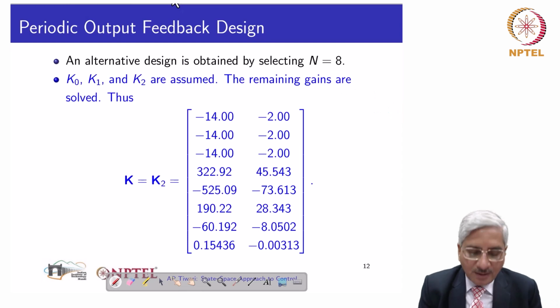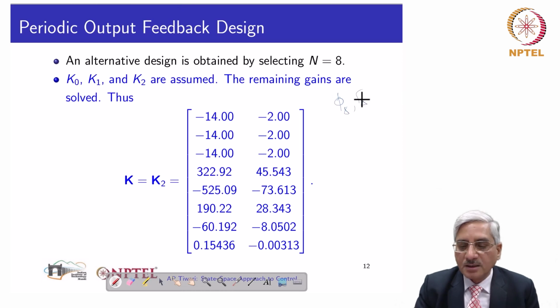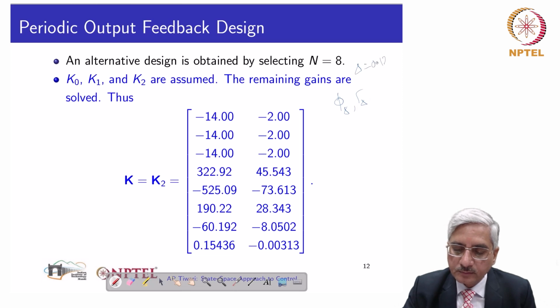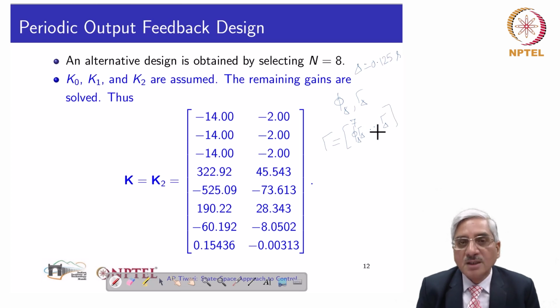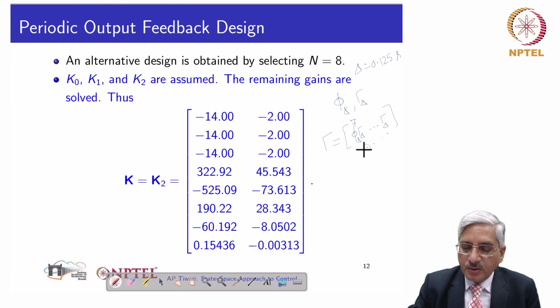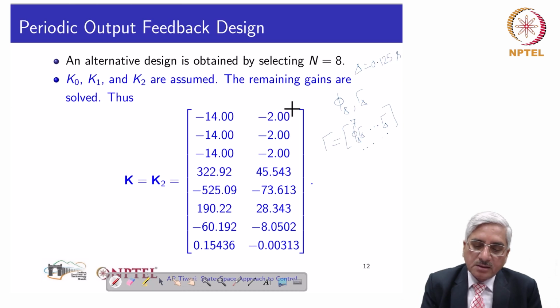So for this one, we again obtain the phi delta, gamma delta system. For this, delta equal to 0.125. And we assemble gamma. Now gamma will go up to phi delta power 7 into gamma delta. The last one will be gamma delta. Because n is 8, it will be gamma delta, phi delta gamma delta, and so on up to phi delta power 7 gamma delta. We obtain that gamma. And now, because there are 8 elements to be solved for k, we have to select 3 of them.